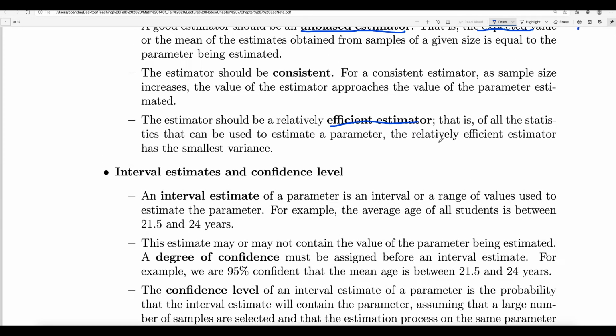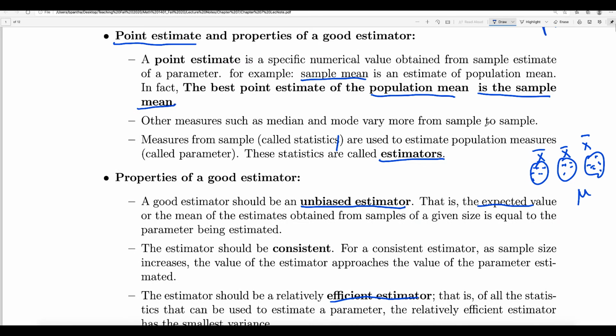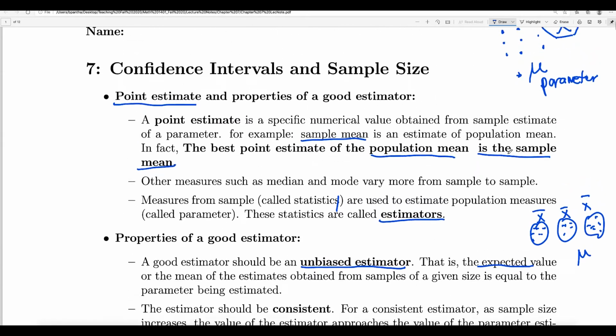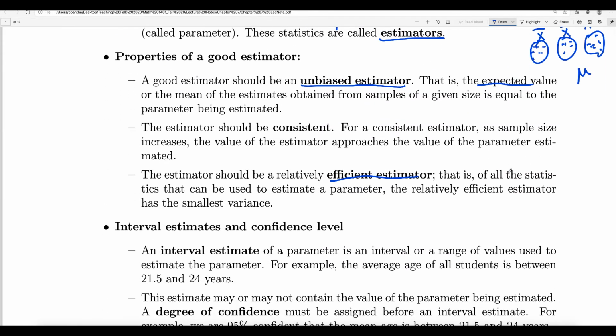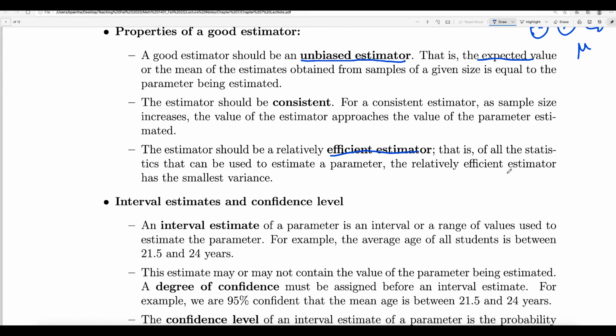As we discussed previously, the sample mean is the point estimate because it gives you a specific value for the population mean. But when we estimate the population mean using the sample mean as a point estimate, that value may not be 100% accurate. Why? Because that value may depend on the samples you pick. That may not be exactly the same as the population mean.